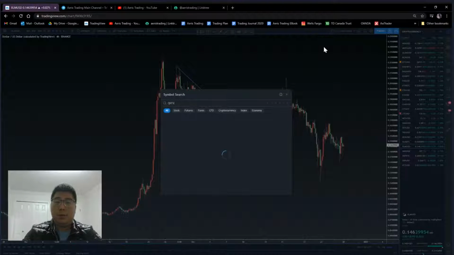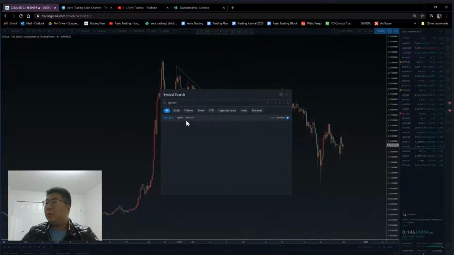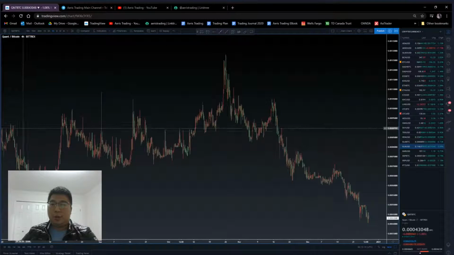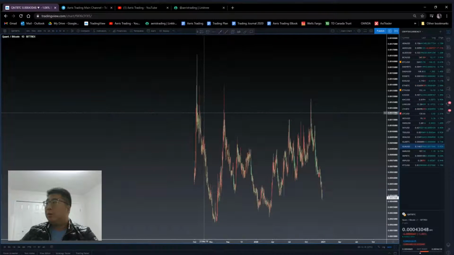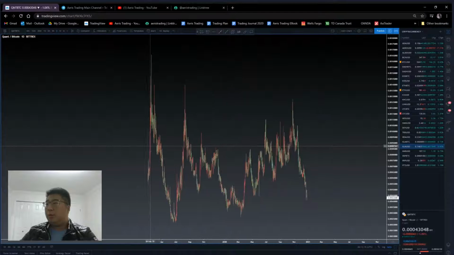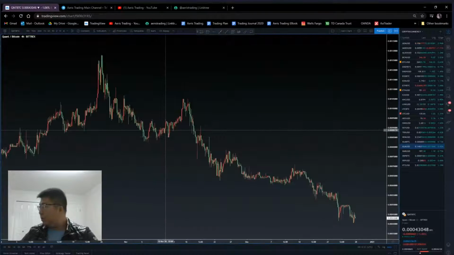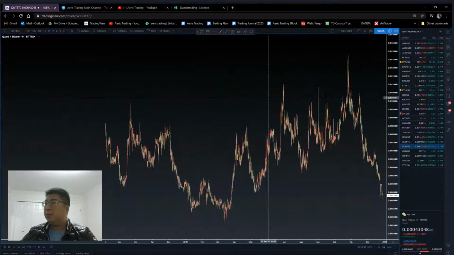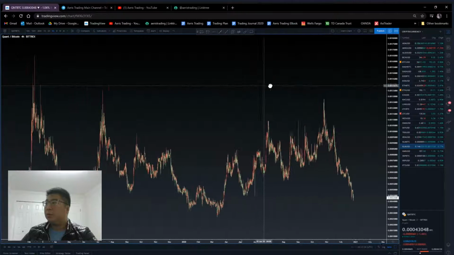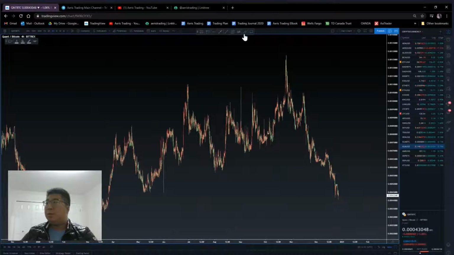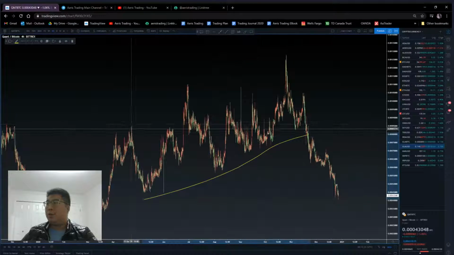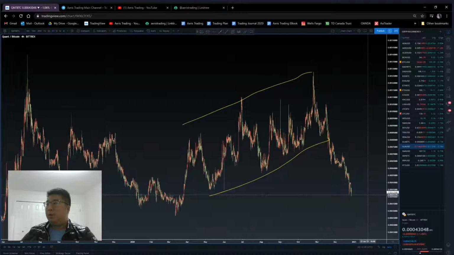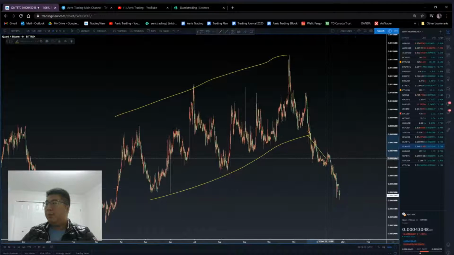QNTBTC. So this is for Sean, right? Not too much data here, but what I'm seeing is we had this larger structure that price was in, and then we just impulsed all the way down here. So I'm not really seeing much here.